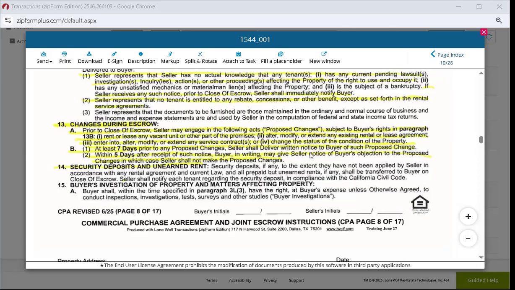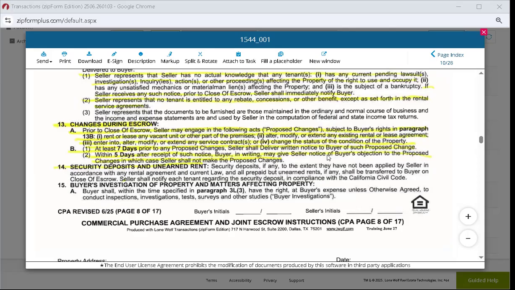The seller shall deliver written notice to the buyer that they want to make these proposed changes. Then the buyer has 5 days to review the proposed changes. And it has to all be in writing, of course, and may give the seller notice of the buyer's objection to those changes. So in which case the seller shall not make the proposed changes.